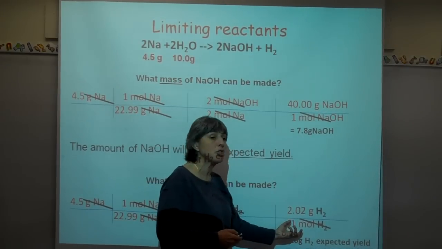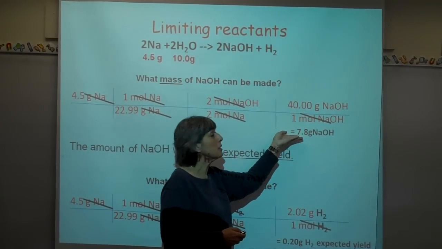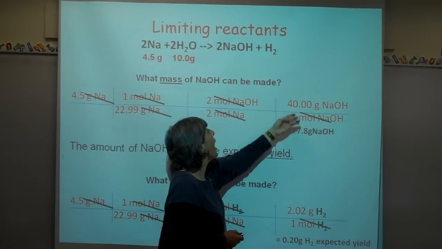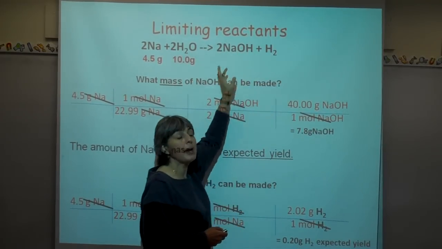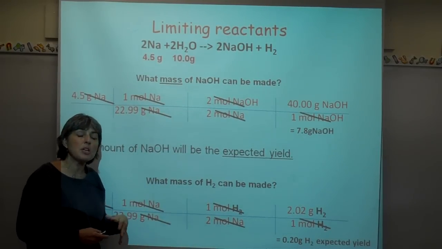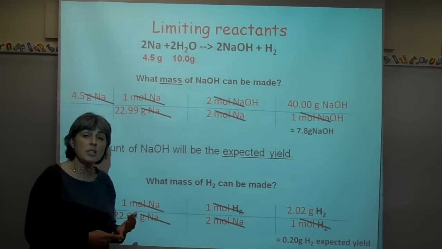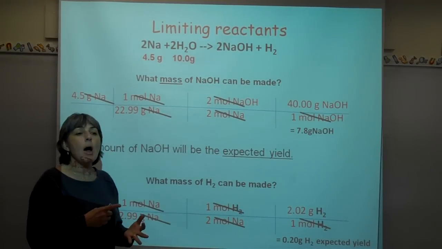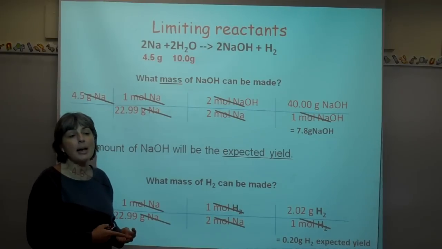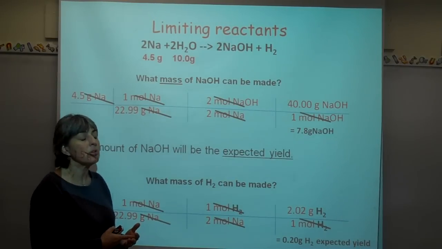and that is the expected yield of H2. This is the expected yield of NaOH. That's the maximum that I could possibly get for either one of these two reactants. So once again, we've come up with a step-by-step procedure that allows us to decide which is the limiting reactant, how much of the product could possibly be made, and which is the excess reactant. Very valuable for chemists to do.